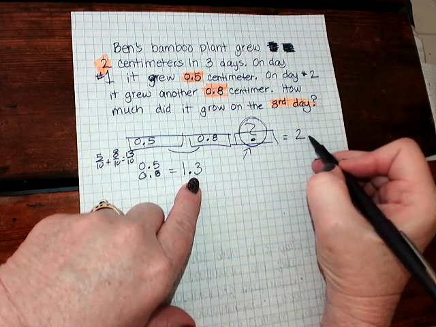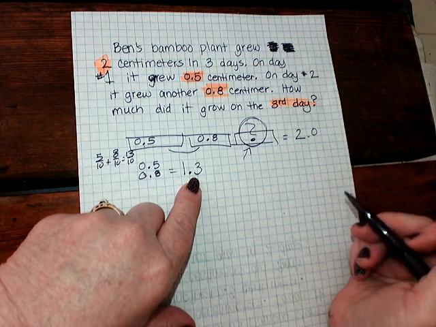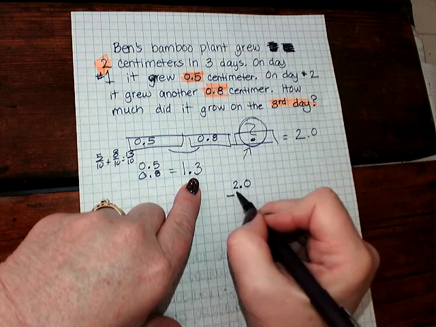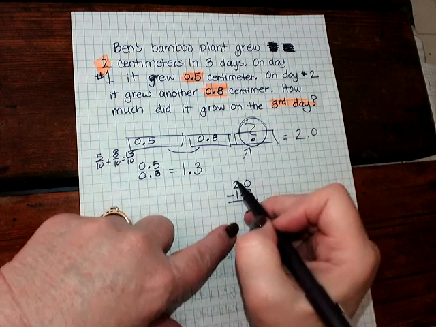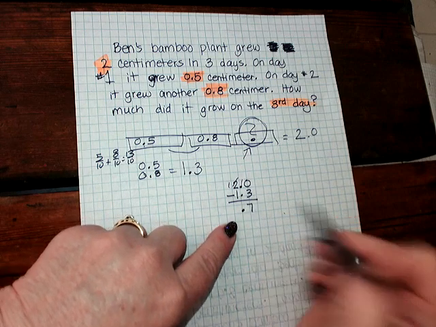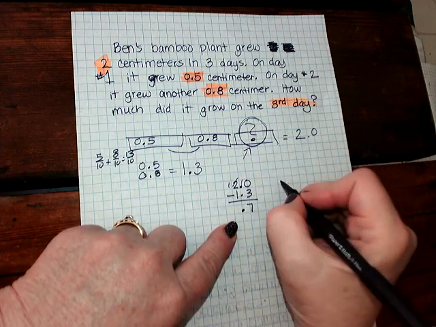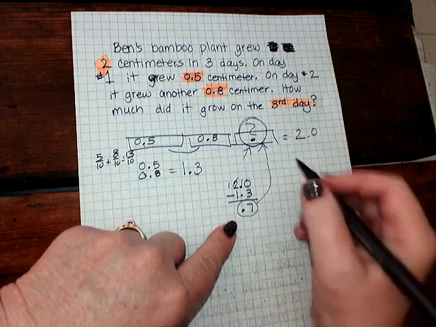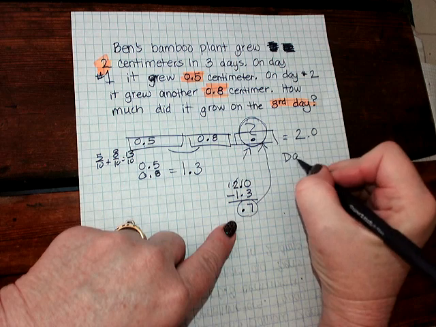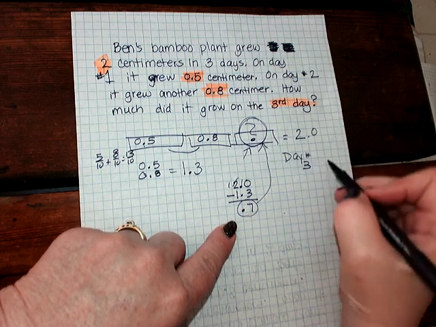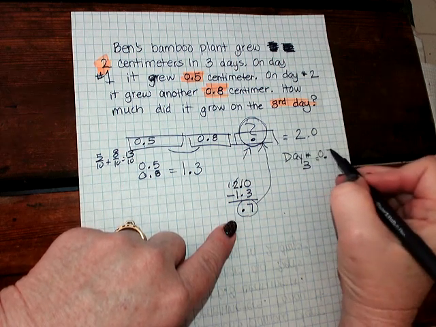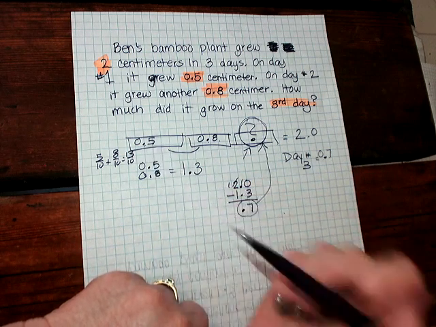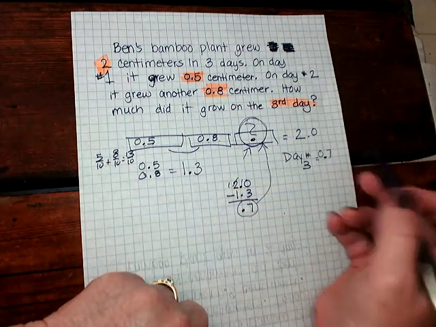So this 2 actually is like 2.0 because it's 2 and 0/10. So if I take 2 and 0/10 and I subtract 1 and 3/10, well, the answer is going to be 7/10 left. It would be like saying this answer right there. So I know that on day number 3, it grew 0.7, and 0.7, 0.8, and 0.5, if I add them all together, are going to be equal to 2.